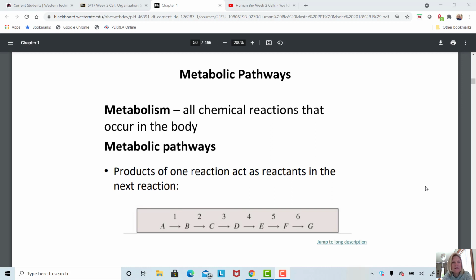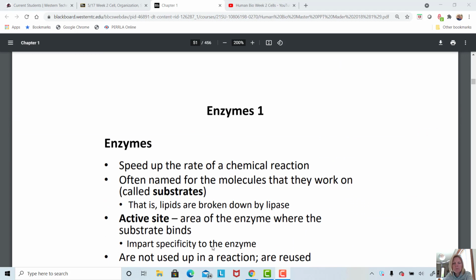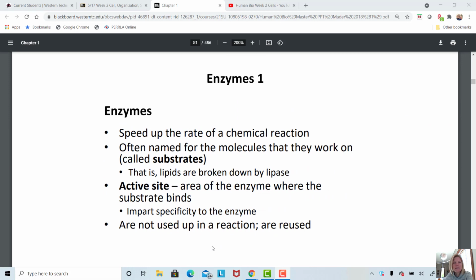So these are occurring inside of our cells, and sometimes it occurs outside of the cells in the interstitial fluid with the help of enzymes on the surface of cells. But regardless, it's all the chemical reactions that are occurring throughout the body. So when we look at metabolism, there are some important concepts to understand. These chemical reactions need a helper.